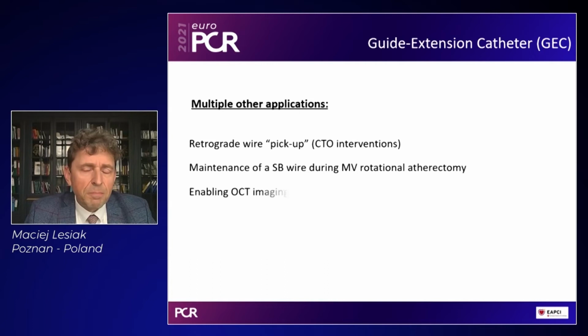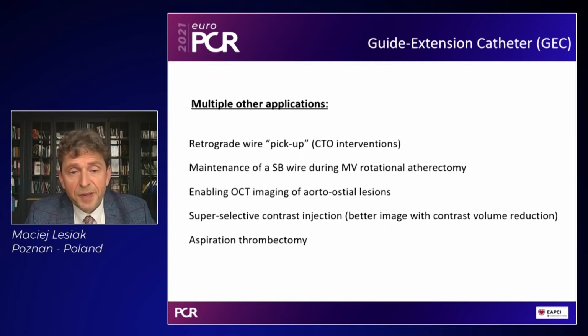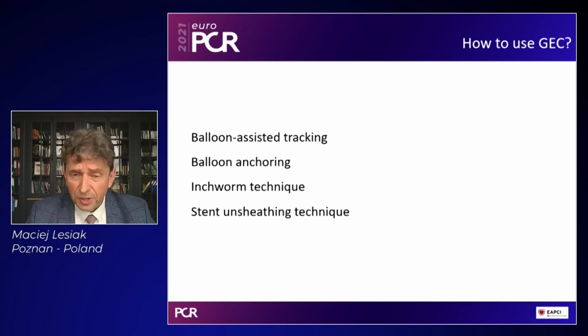There are also multiple other applications of this device, for example, retrograde wire pickup in CTO interventions, the maintenance of a side branch wire during main vessel rotational atherectomy. This catheter can also enable OCT imaging of aorto-ostial lesions and also allows for super selective contrast injections. Then we have a better image with less contrast during the procedure. And also you can perform aspiration thrombectomy using a guide extension catheter. So it is a very useful tool, and to use it, you should know how to use it.